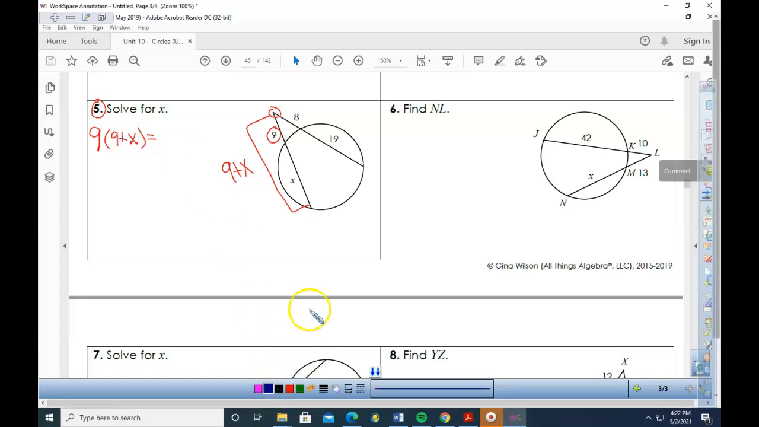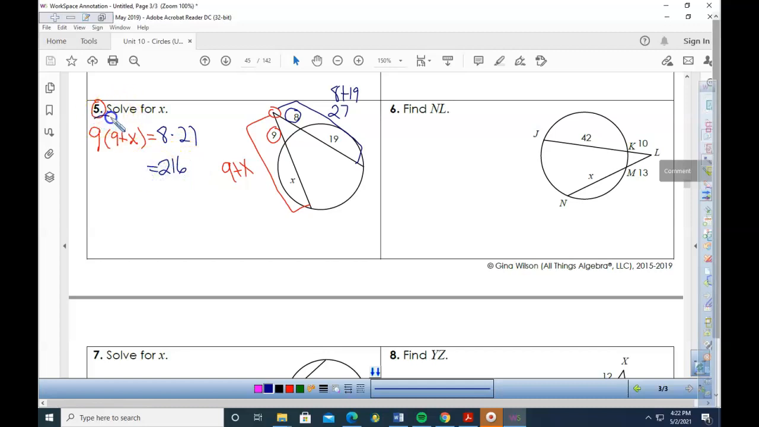equals 8 times this whole length. 8 plus 19 is 27. You add them together to get that whole length. So you do 8 times 27. Well, 8 times 27 is 216.